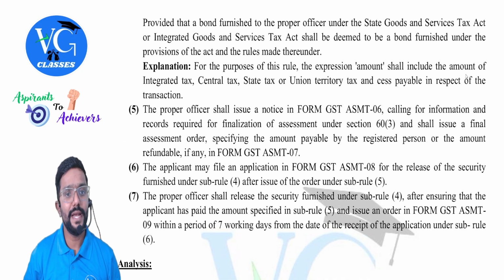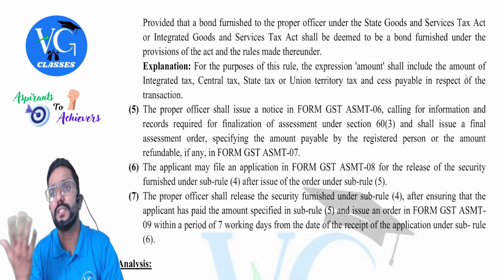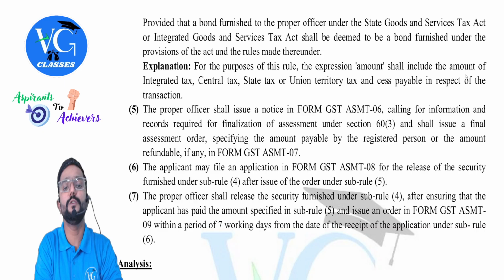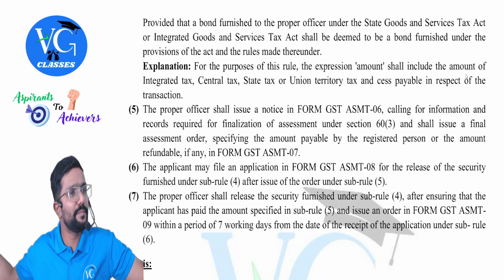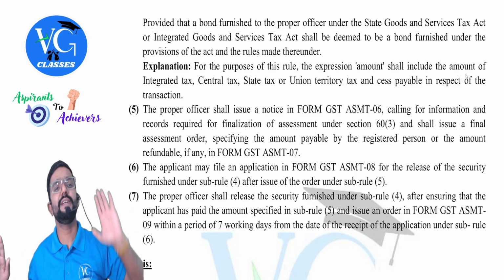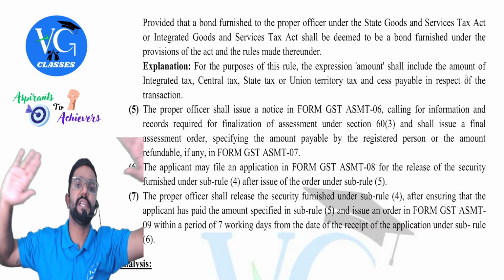Proviso. Provided that a bond furnished to a proper officer under the SGST Act or IGST Act shall be deemed to be the bond furnished under the provisions of this Act. This Act means which Act, people? CGST. And the rules made thereunder. Sir, should I give bond and surety under each act separately? No. If I had given it under the respective SGST Act of the state or under the IGST Act, that is enough.